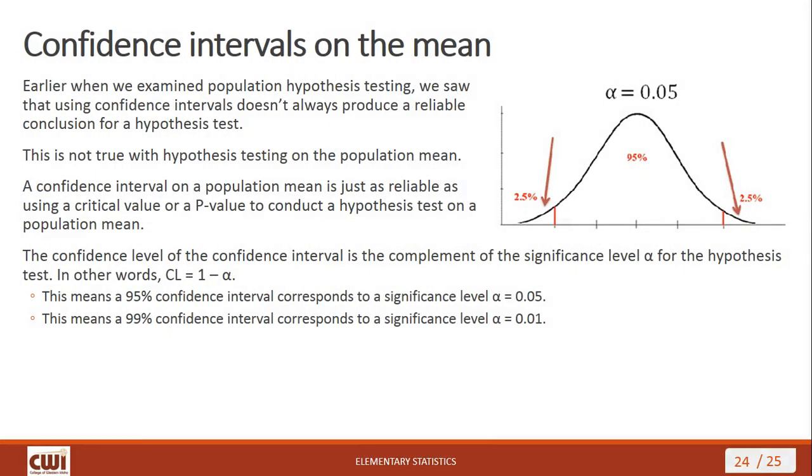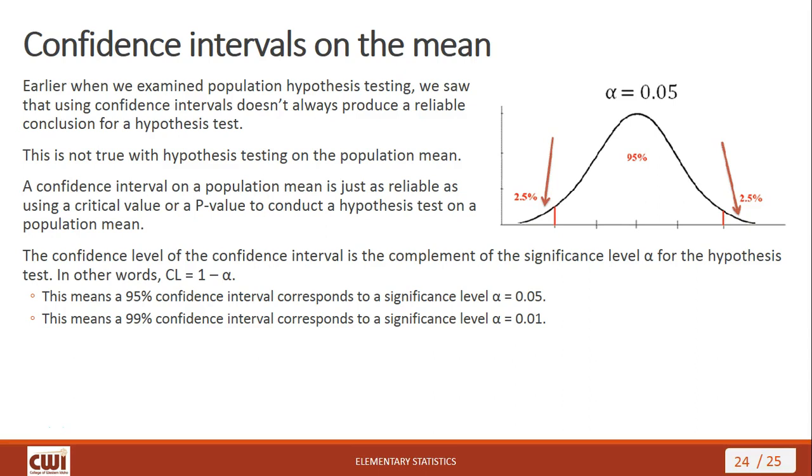Let's take one little look at confidence intervals on the mean before we wrap up today's lecture. So earlier when we looked at population hypothesis testing, we saw that confidence intervals didn't always come out with the same result as the formal hypothesis testing methods that we just talked about. This is not true when you're looking at hypothesis testing on a population mean. So confidence intervals are just as reliable when you're testing a claim about a mean as the more traditional methods of using a comparison of a p-value with an alpha level or a comparison of a test statistic with a critical value.